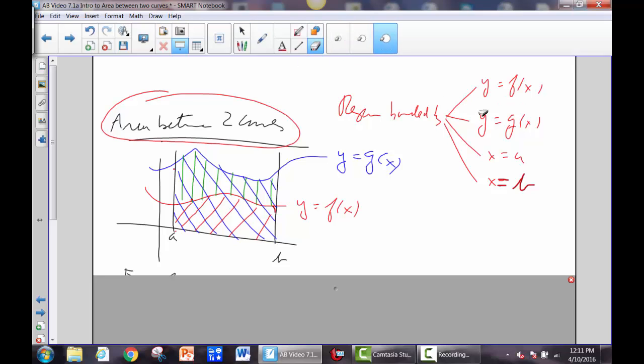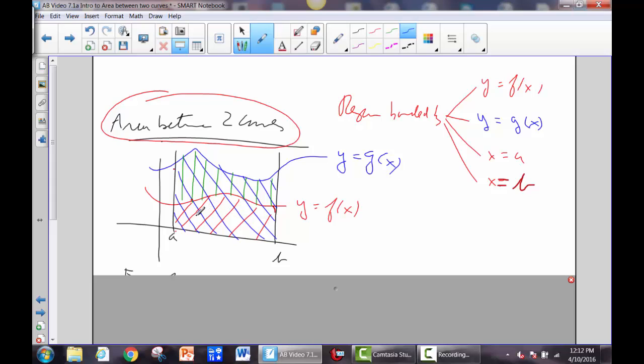Let me actually change this to blue so that we can be all color coordinated here, as you know I like to be. So the blue graph is y equals g of x. I'm doing this with my mouse, so give me a break here. All right, so we want the area between the red curve and the blue curve, which would be this green region.